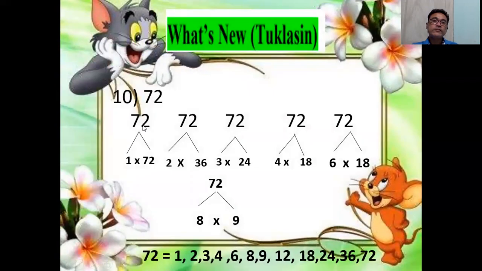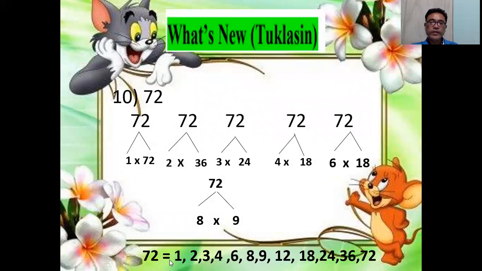Number 10 is 72. 1 times 72 is 72. 2 times 36 is 72. 3 times 24 is 72. 4 times 18 is 72. And 6 times 12 is 72. We also have here 8 times 9 is 72. So these are the factors of 72.